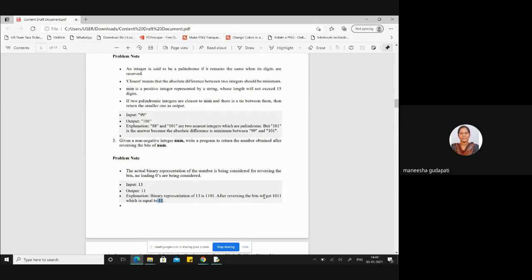So this is the second work and this is the first work, closest palindrome. For closest palindrome, I explained two different ways to solve it. So follow any one method and try to do this. If you have any doubts, you can ask me.